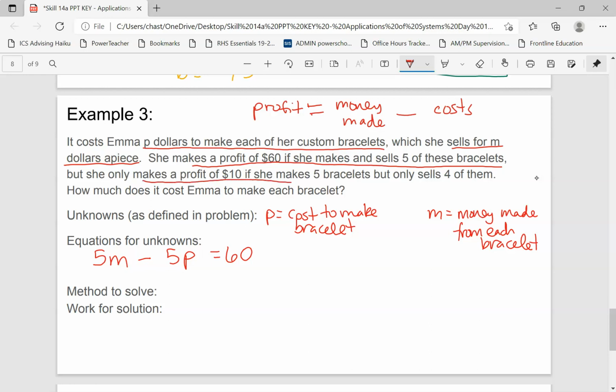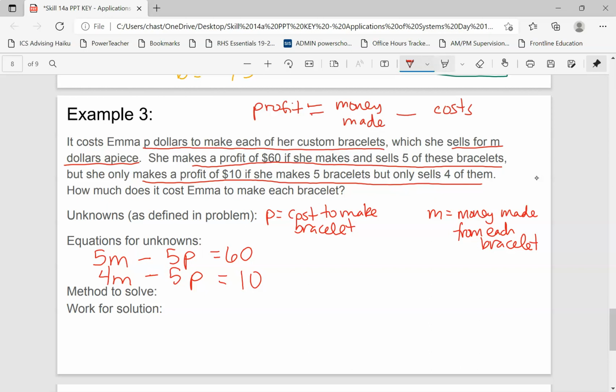She only makes a profit of $10 if she makes 5 bracelets but only sells 4 of them. So she still made the 5 bracelets, right? So that's 5P. But she only sold 4 of them, so 4 bracelets sold, so that's going to be 4M minus 5P, since she's still making 5 bracelets though. She only has a profit of $10. Okay, so that's going to be our system of equations.